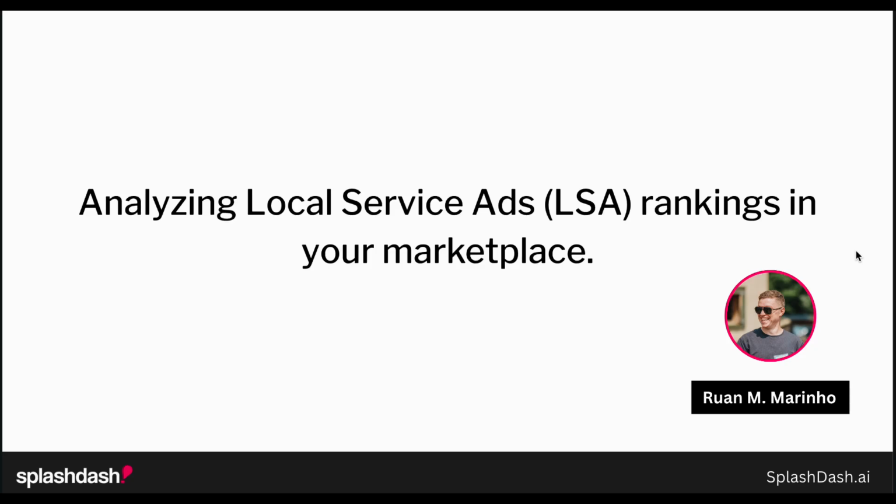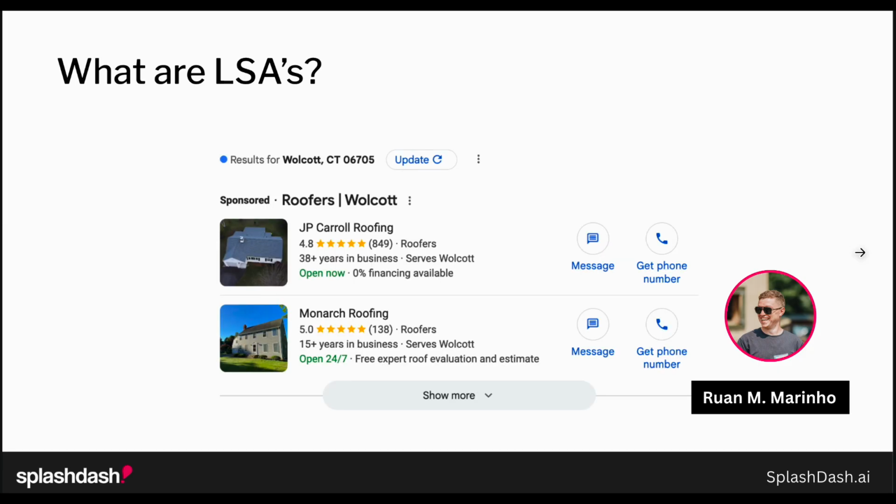In this quick video, I'm going to show you how to analyze local service ad rankings using a tool in SplashDash that gives you transparency into how businesses in your local area are performing on Google's pay-per-lead ad platform. This is especially helpful if you're prospecting new clients, creating proposals, or if you're just looking to see where your performance is. To start, what is a local service ad?